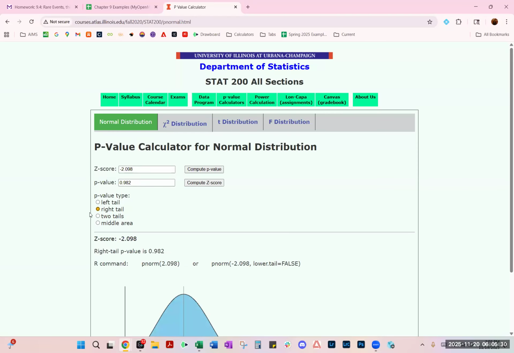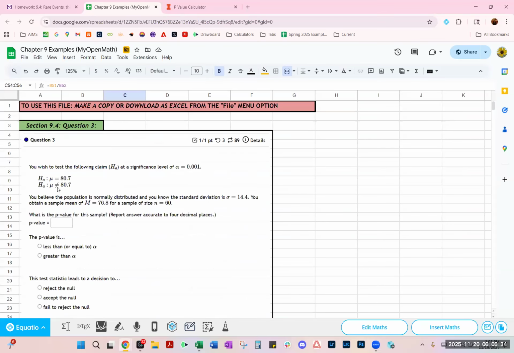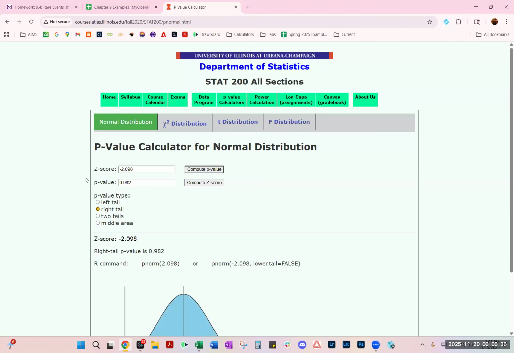Now remember, this was a two-tailed test, right? But you will see by default, the calculator was on the right tail. So we do need to change that. And we need to say two-tailed, and you will see how that p-value changed. So again, if you're on right tail, you will see you have a different p-value. If you click on left tail, you will have a different p-value. And then when you click on two tails, you will have a different p-value.